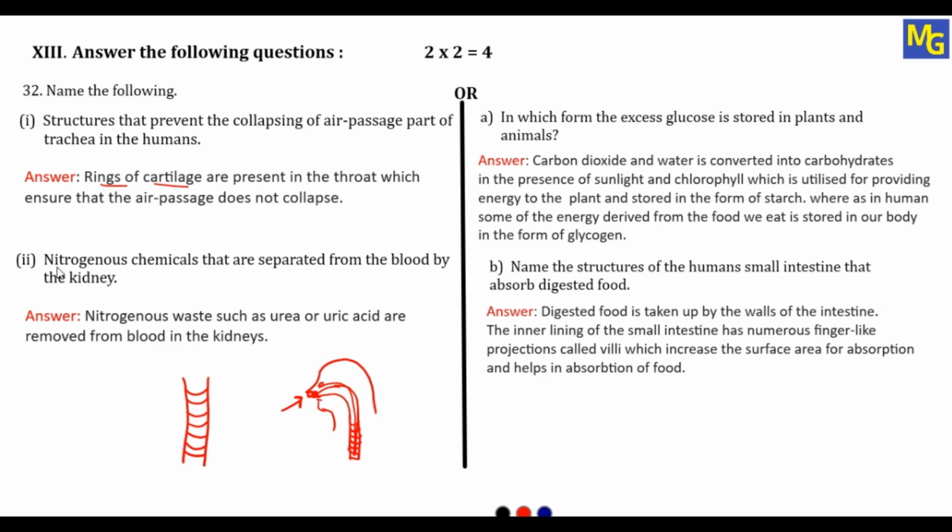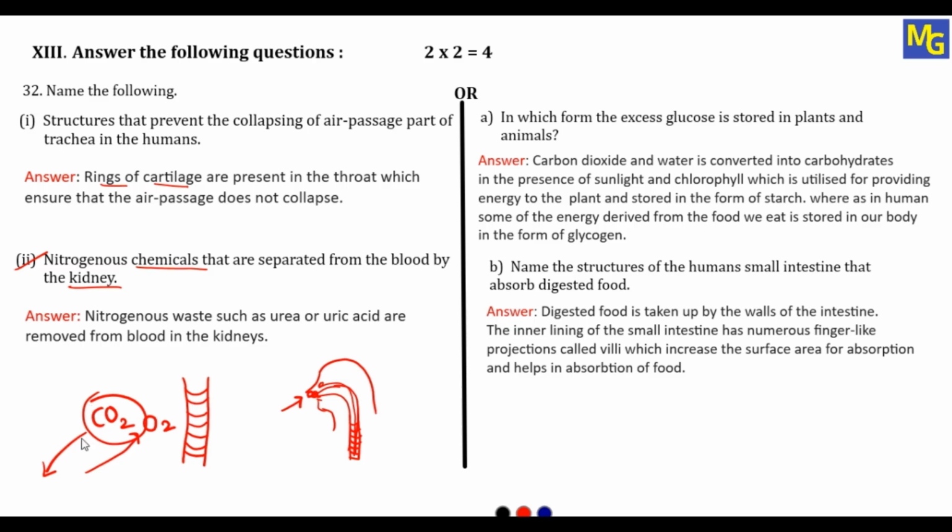Now the next one, second: nitrogenous chemicals that are separated from the blood by the kidney. As we have seen in the case of blood, CO2 will be removed from the blood and O2 will be added. So here CO2 is the waste product which is present in the blood.